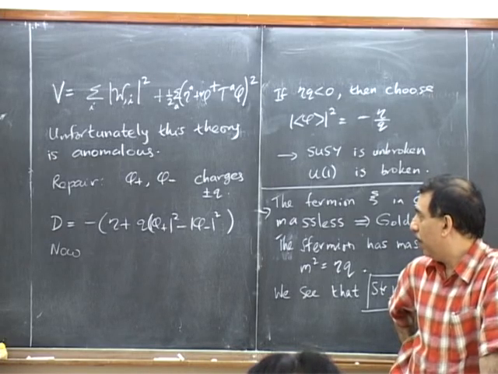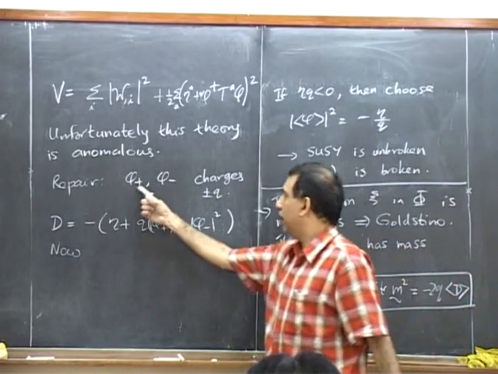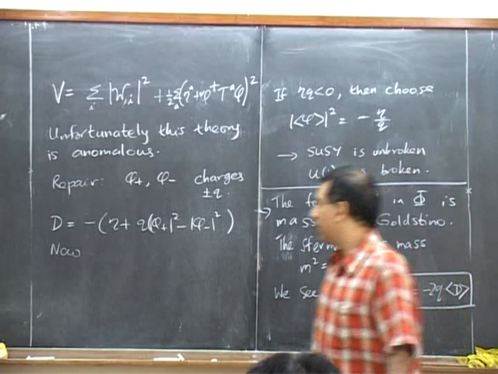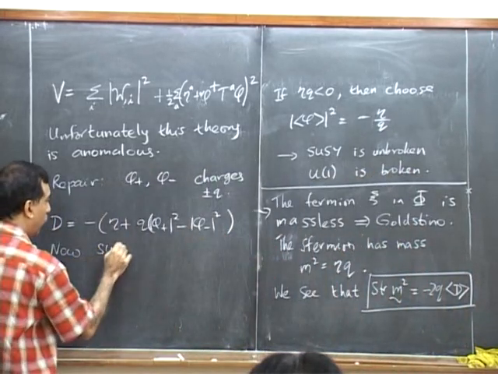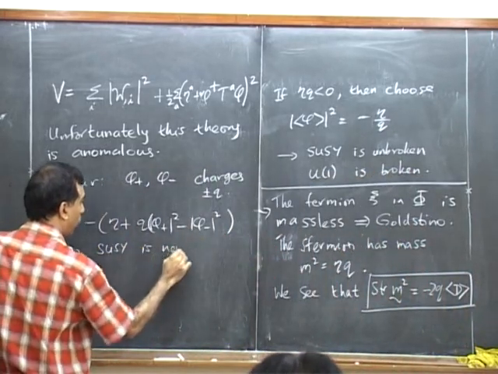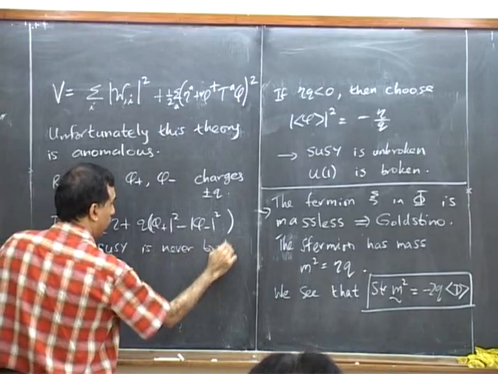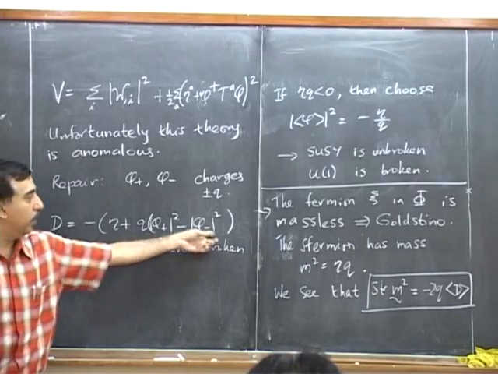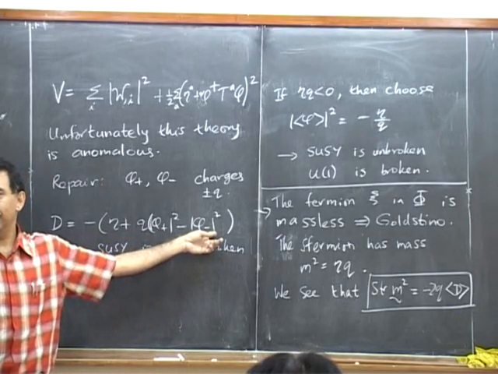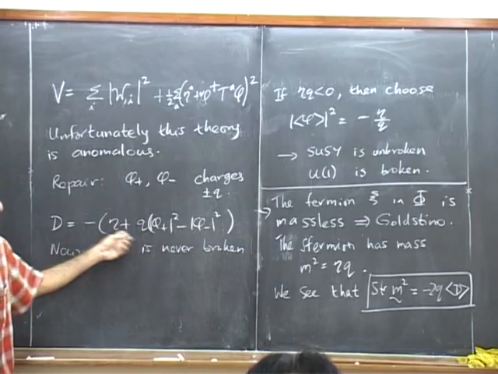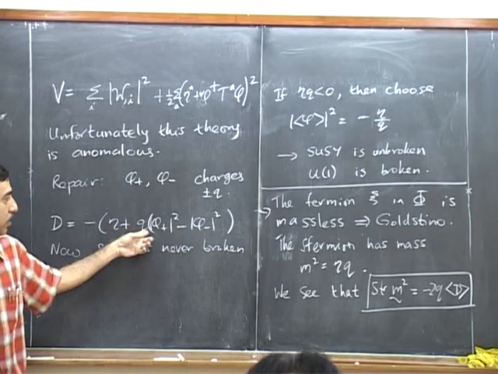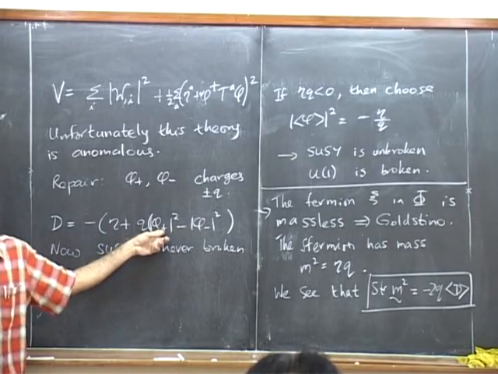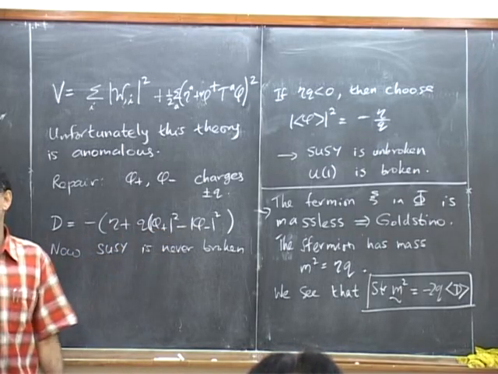Okay. Now, if I put two superfields of opposite charges, then this is my D term. But now you see that supersymmetry is never broken, because whatever the sign of eta, we can give a vev to either phi plus or phi minus, to cancel out eta. If eta is the same sign as q, we'll give a vev to phi minus. If it's the opposite sign, we'll give the vev to phi plus. Either way, we can make this 0.